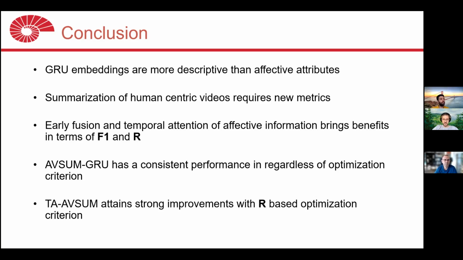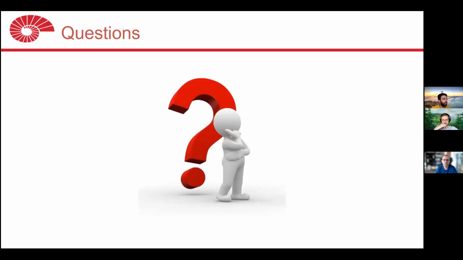And our two runner-up architectures, sorry, Awesome-Giroux has a consistent performance regardless of the optimization criterion. So it could be used even for the usual traditional versions. But for the face recall based optimization criterion, we have attained strong improvements with the TA Awesome. And yeah, this is kind of the summary of what we have done. If you have any questions, I would be happy to answer.